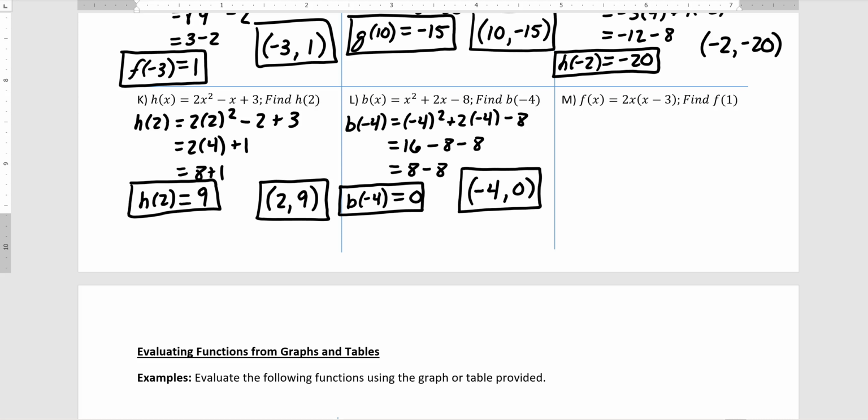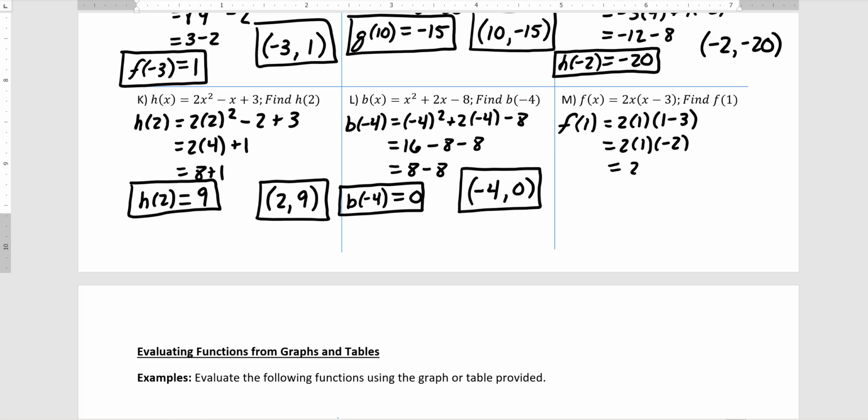Very nice. All right, last one. F of x equals 2x times the quantity x minus 3. Find f of 1. So that means I'm going to plug in 1 for x. So I'll have 2 times 1 times 1 minus 3. So let's simplify these parentheses first. So 2 times 1, 1 minus 3 is just negative 2.